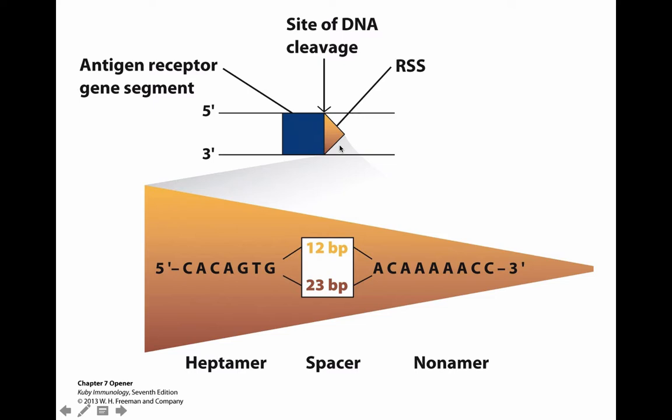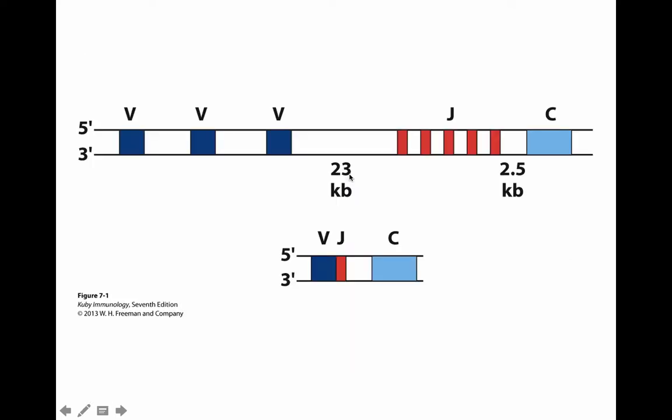Okay, well, let's just look at some of these. This is a simple one, and this is basically what Tonegawa came up with. He found that there were multiple variable region genes, and there were just a few constant region genes.